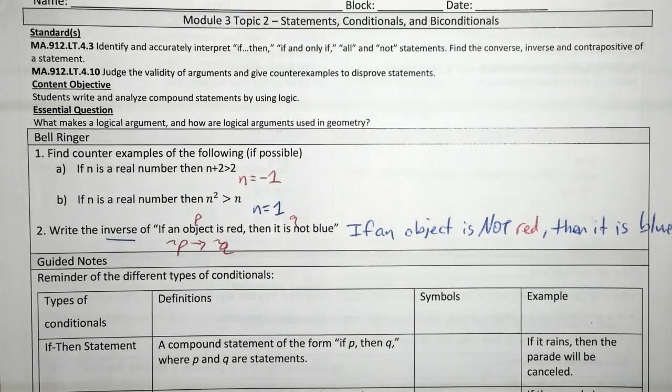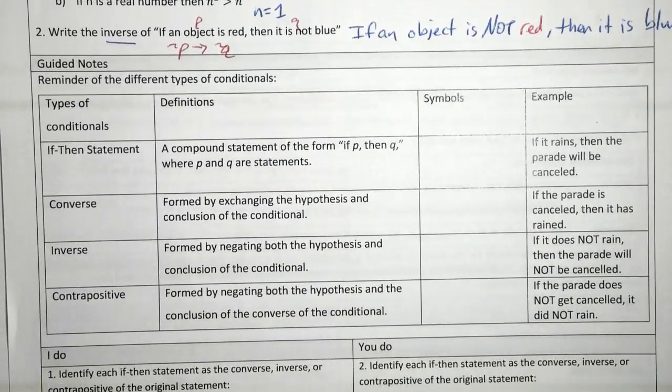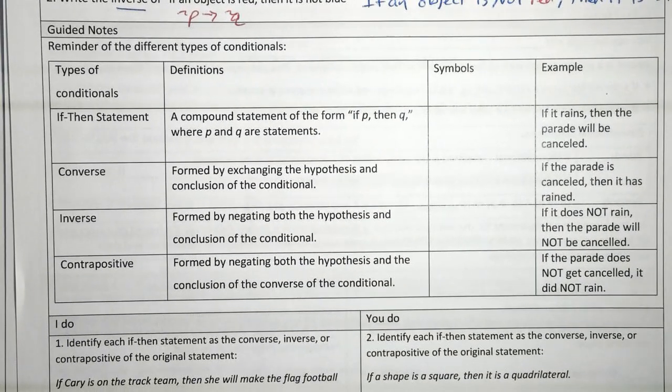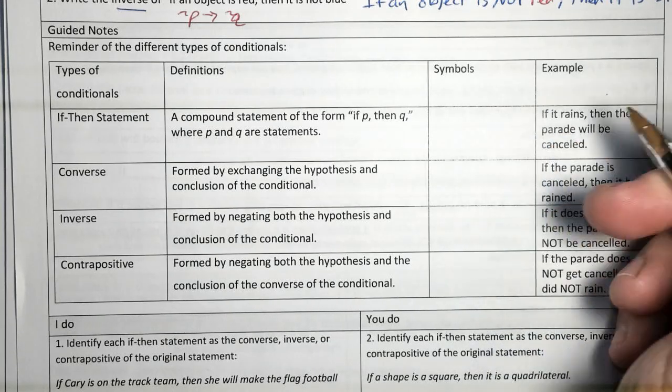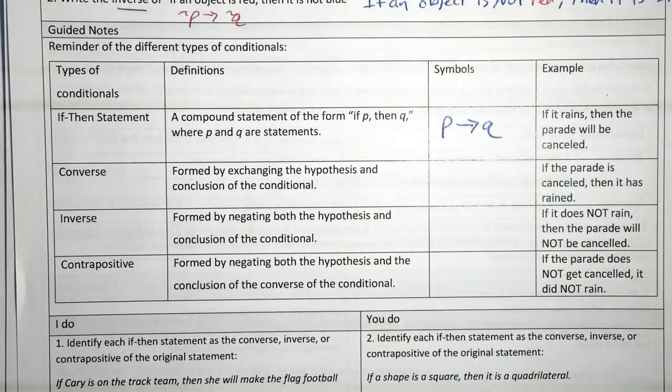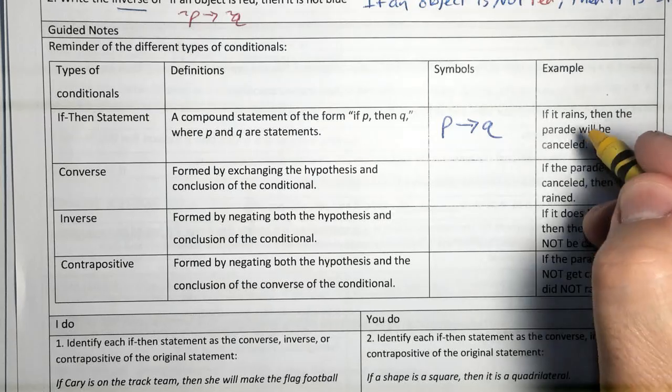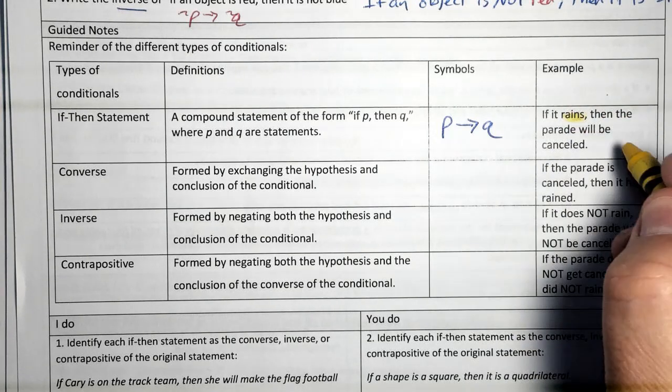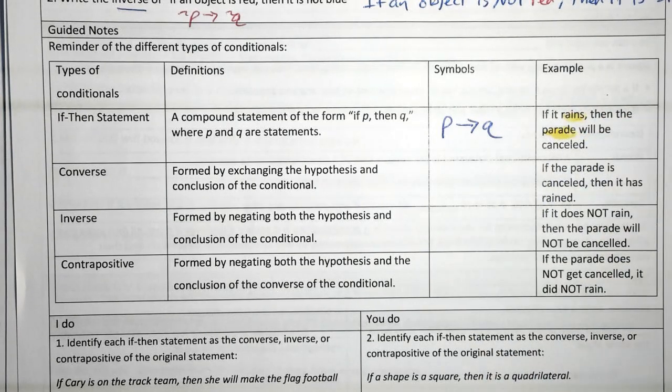Alright, let's move up the page a bit. Start our guided notes. I'm going to do a reminder of the different types of conditionals that we've talked about already. So if-then statements, that's a compound statement of the form if P then Q, where P and Q are your statements. This is the same example we had in the first half: if it rains, then the parade will be canceled.